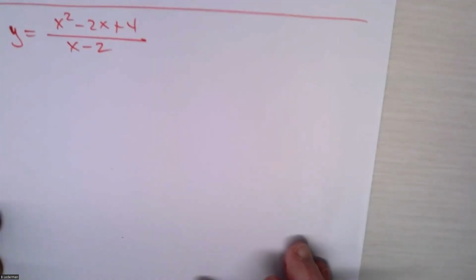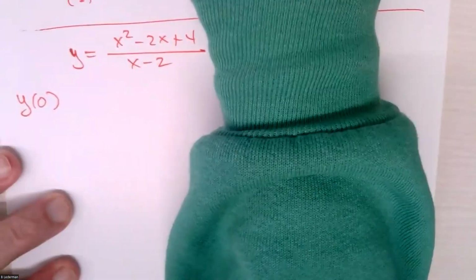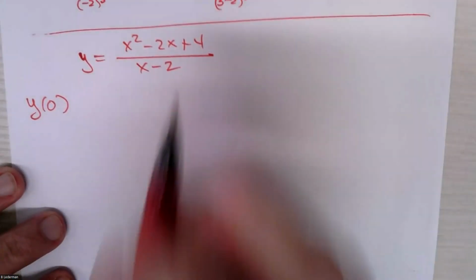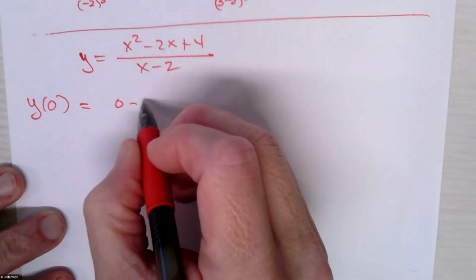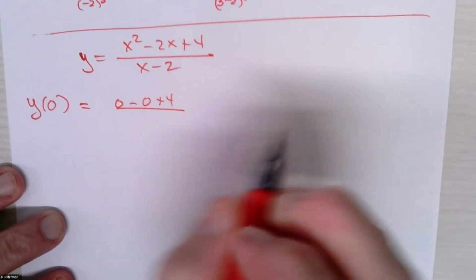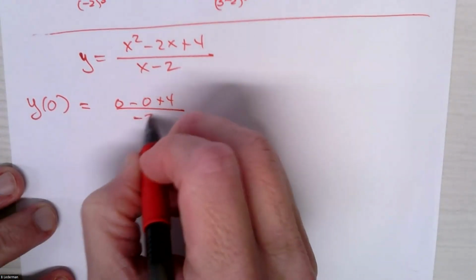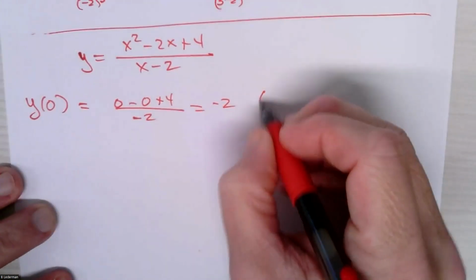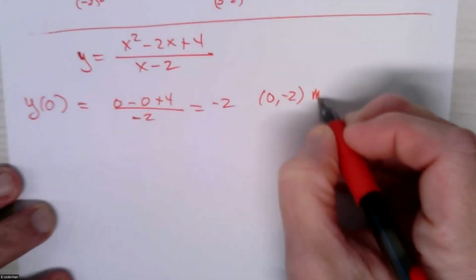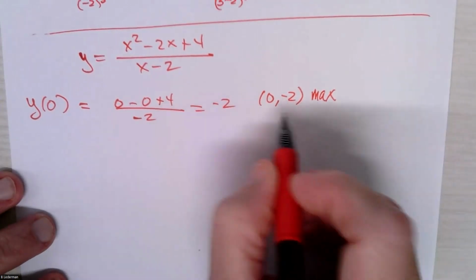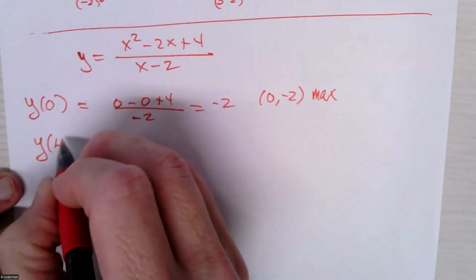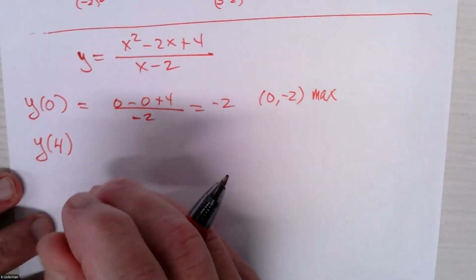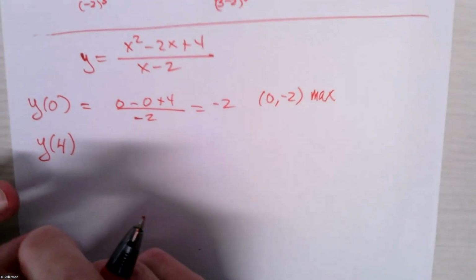Let me just fix this thing right there. Okay. The y of 0 is going to be 0 minus 0 plus 4 over negative 2, which is equal to negative 2. So (0, negative 2) is the max, which actually we had already. We'd figured that out because it happens also to be the y-intercept. And y of 4 is the other critical number, which turned out to be a min.